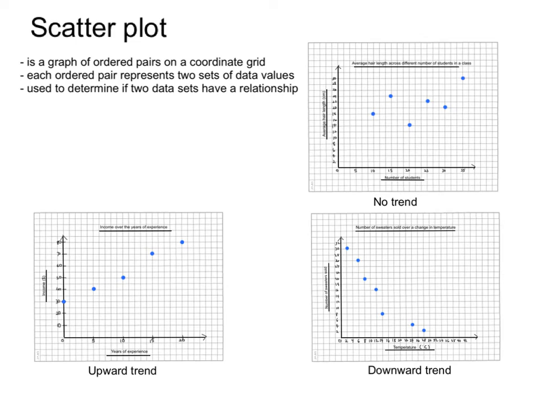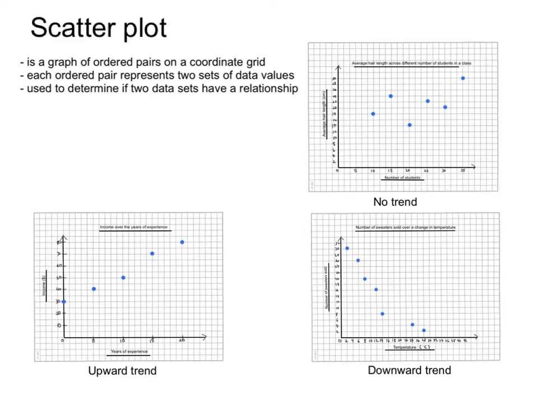Hi everyone, in this video we will learn about scatter plots. A scatter plot is a graph of ordered pairs that are plotted on a coordinate grid. Each point on a grid represents two quantities. The horizontal x-axis shows one quantity while the vertical y-axis shows another.